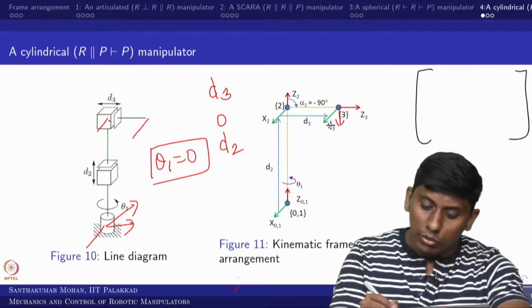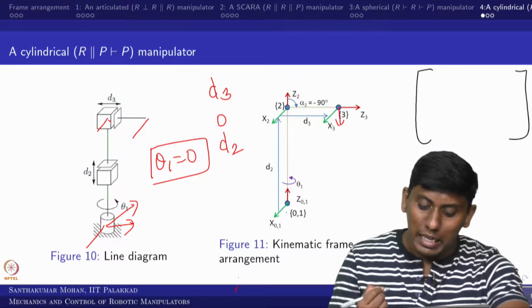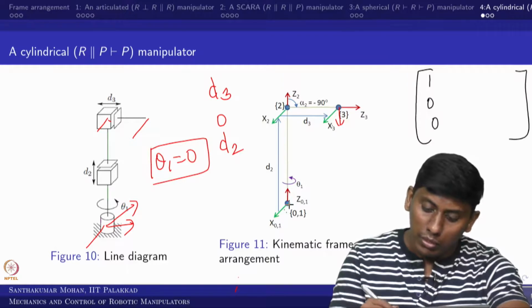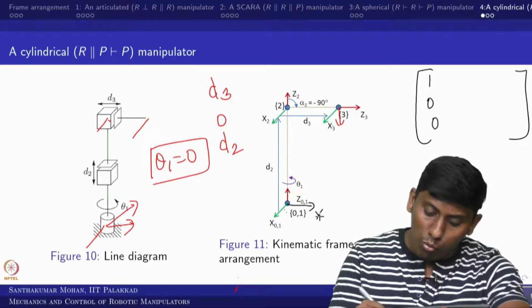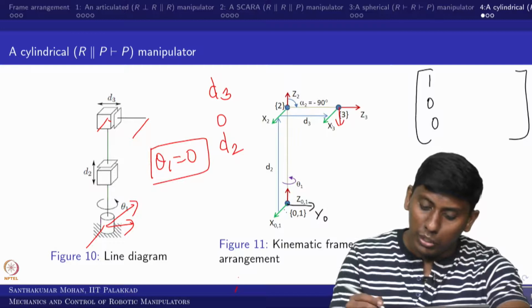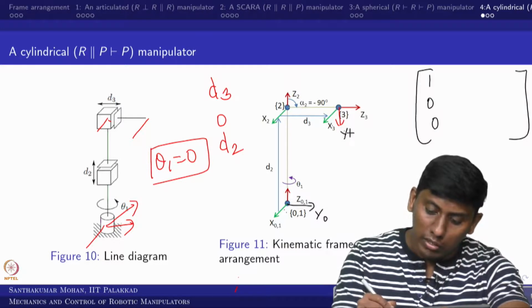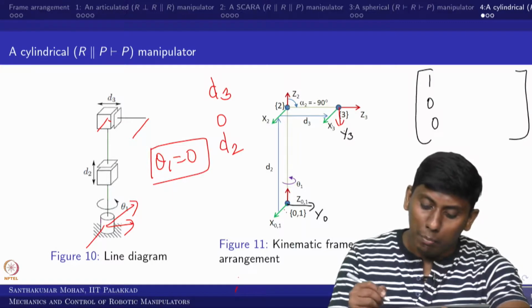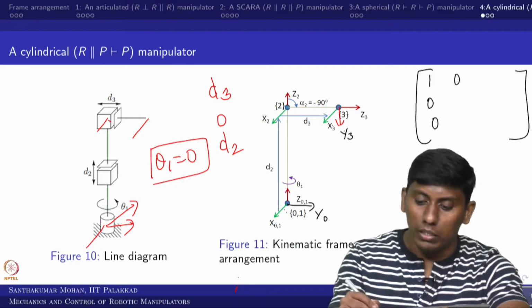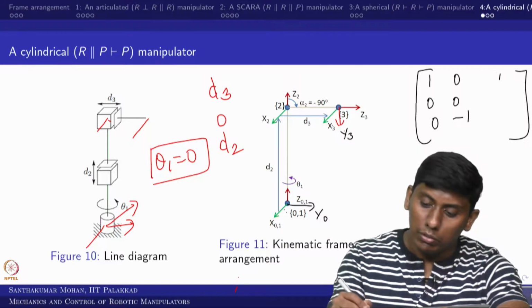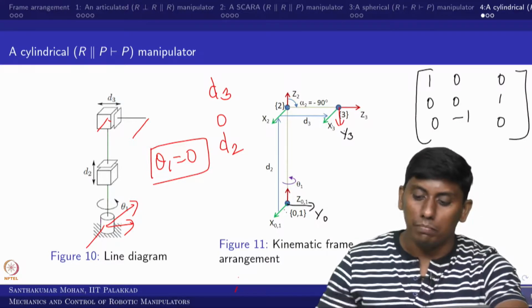So what is this? The x3 projected on 0 is parallel to this. So 1 0 0. Okay. So in this case, this is y 0, and you can see y 0. This case means what you will get, this is y 3. So y 3 is parallel to z 0, but it is opposite. So 0 0 minus 1, and z 3 is parallel to y 0. So 0 1 0. Okay.